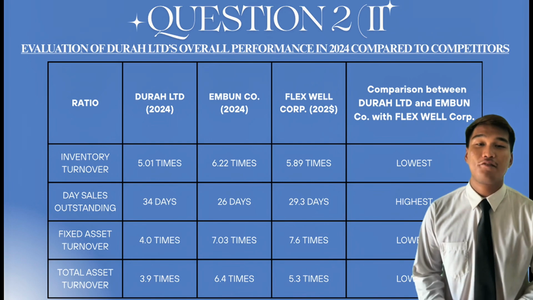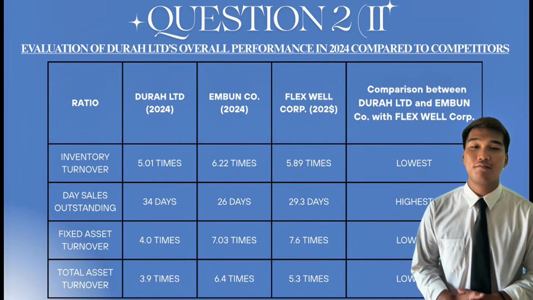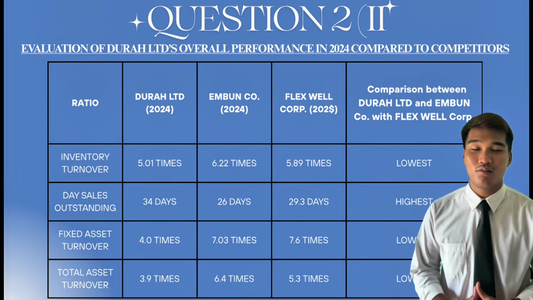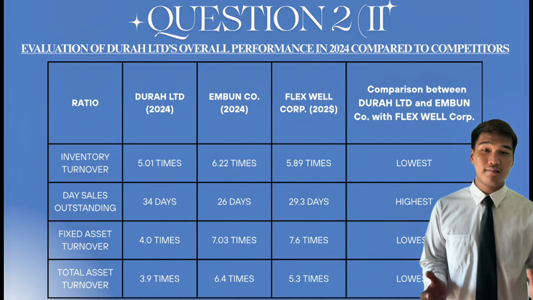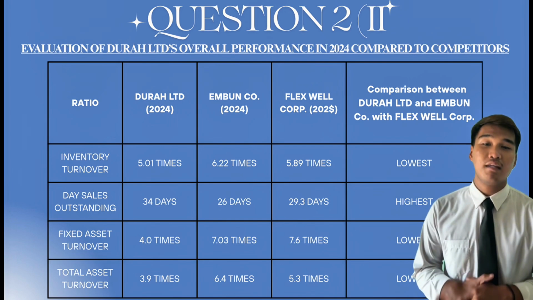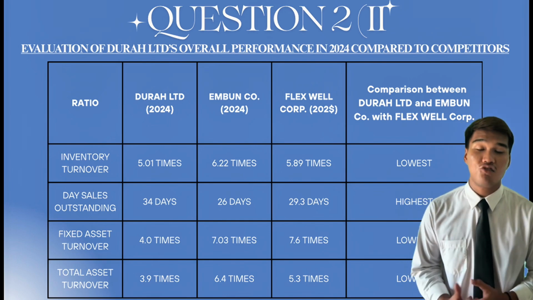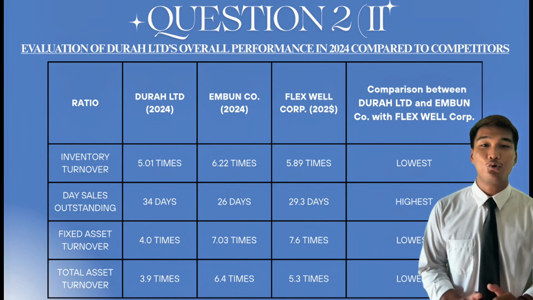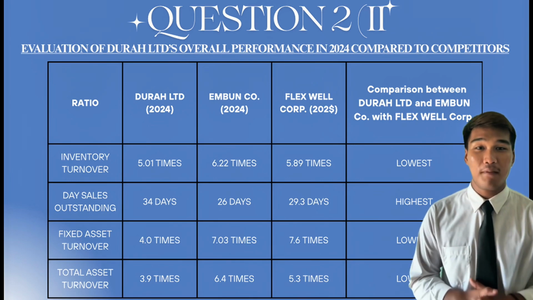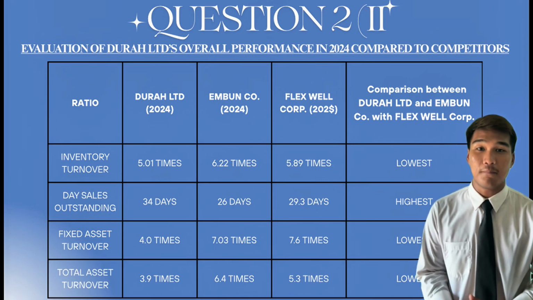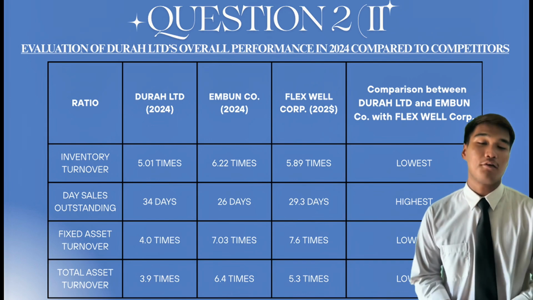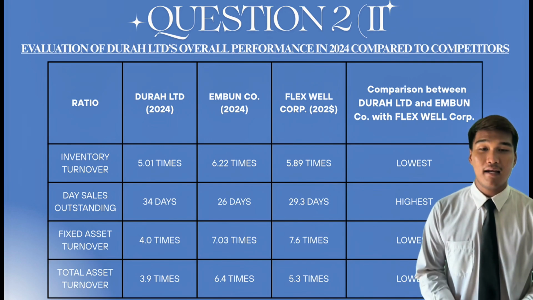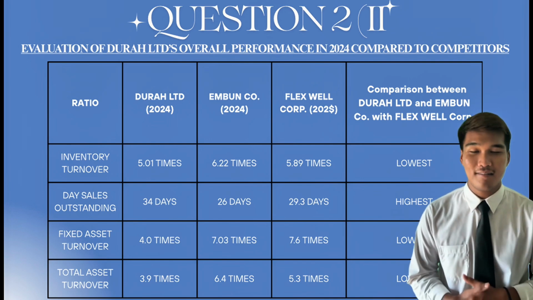Dura recorded 5.01 times while Embun and Flexor achieved 6.22 and 5.89 times respectively. This tells us that Dura sells its inventory more slowly, indicating inefficiency in inventory management compared to its rivals. Next, days sales outstanding, DSO. Dura takes 34 days to collect payments compared to 26 days for Embun and 29.3 days for Flexor Corp. These longer collection periods affect cash flow and highlight a weakness in credit and collection efficiency.